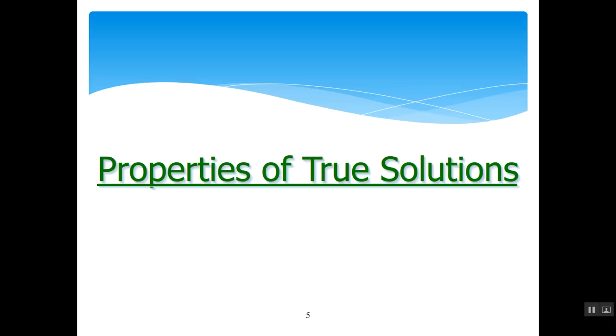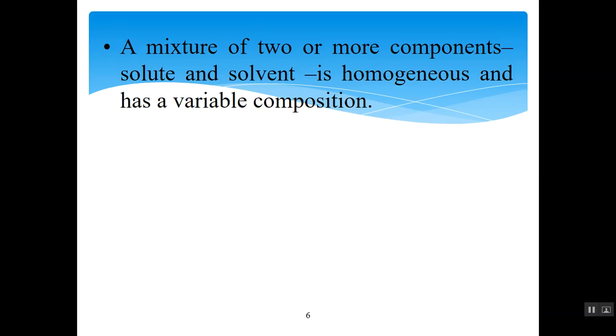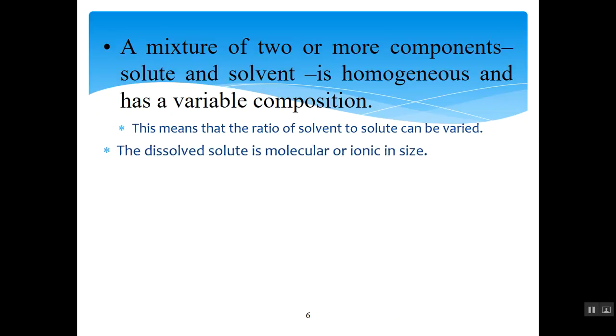Okay, so let's talk about the properties of solutions. As we said before, it's a mixture of two or more substances, which is homogeneous and has a variable composition. And what that means is that the ratio of the solvent to solute can be varied. So there's literally an infinite number of possibilities in terms of the proportions of the solute to solvent in any mixture. In terms of what happens at the microscopic level, the solute is molecular or ionic in terms of its size, and solutions are either colored or colorless and are usually transparent. So usually, if it's not transparent, it's not a solution.